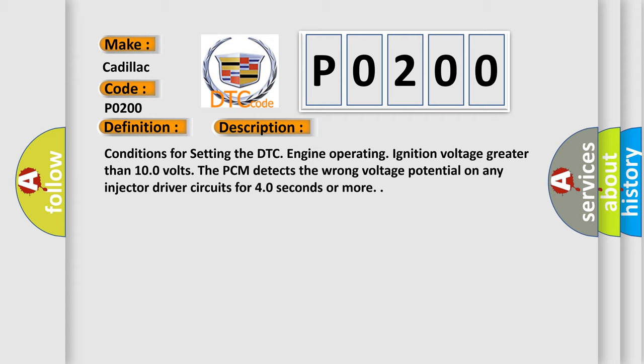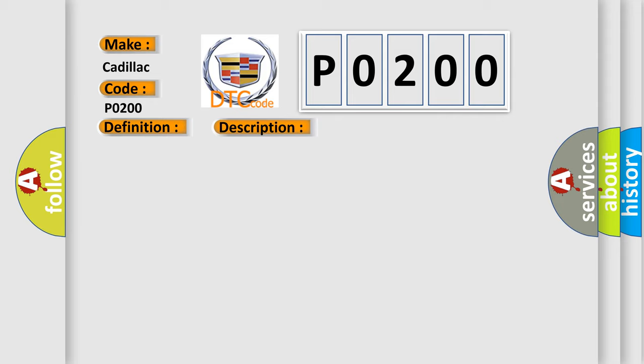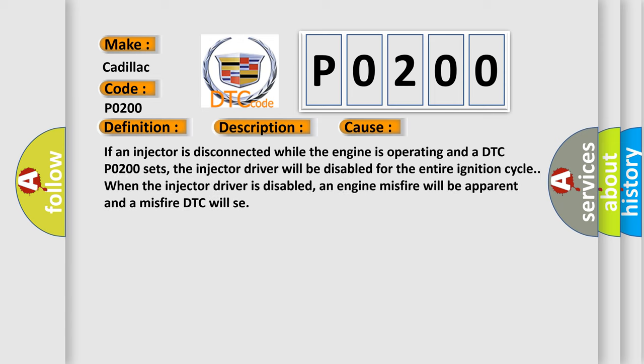Conditions for setting the DTC: engine operating, ignition voltage greater than 10.0 volts. The PCM detects the wrong voltage potential on any injector driver circuits for 40 seconds or more. This diagnostic error occurs most often in these cases. If an injector is disconnected while the engine is operating and a DTC P0200 sets, the injector driver will be disabled for the entire ignition cycle. When the injector driver is disabled, an engine misfire will be apparent and a misfire DTC will set.